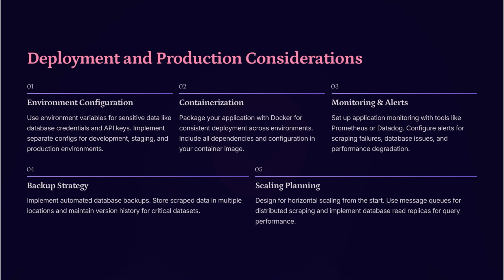Configure environments using variables for sensitive data and separate settings for development, staging, and production. Use Docker for consistent deployment, including dependencies. Monitor applications with Prometheus or Datadog, setting alerts for failures. Automate database backups, store data in multiple locations, and plan for horizontal scaling with message queues and read replicas.